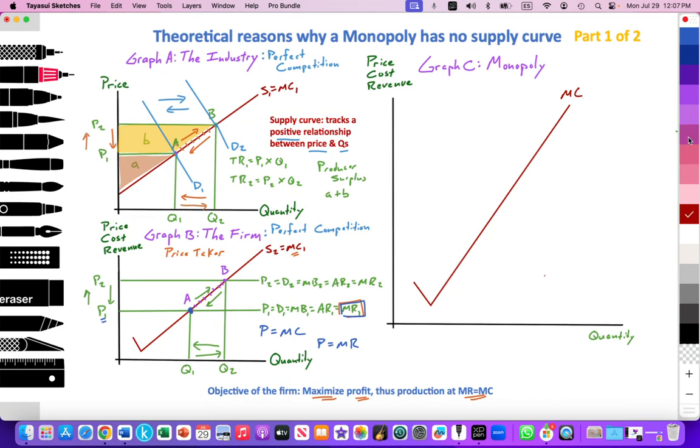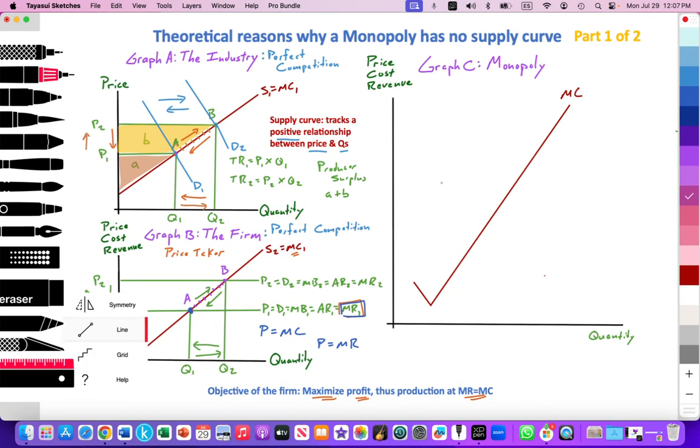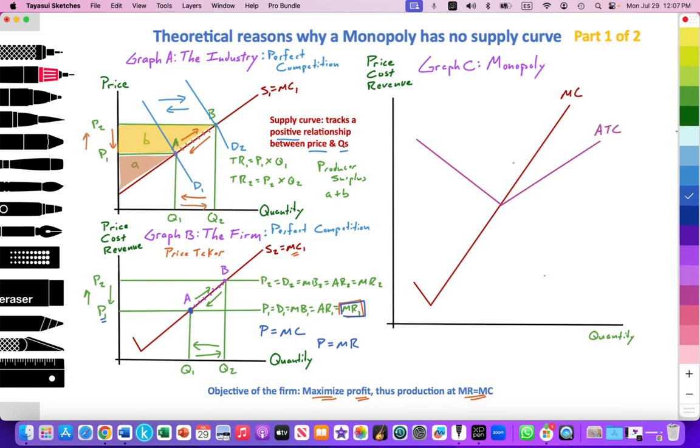And then we're going to also illustrate our ATC curve, or average total cost curve. It goes down. Once it intersects with the marginal cost curve, it immediately starts to go up. That's our cost on average per unit for the firm producing something, either a good or a service. And then we're going to illustrate our relatively inelastic demand curve. So here's a particular point, and then I'll have my relatively inelastic demand curve.